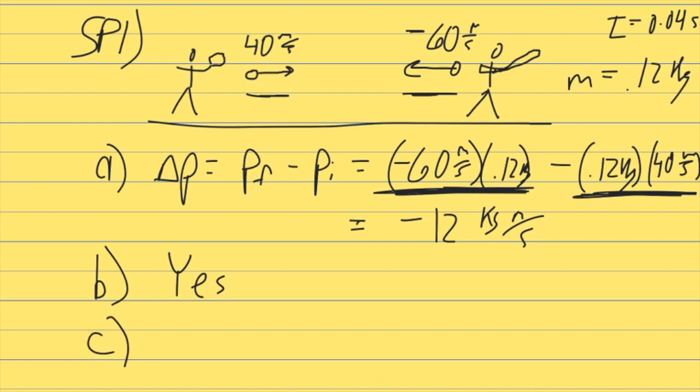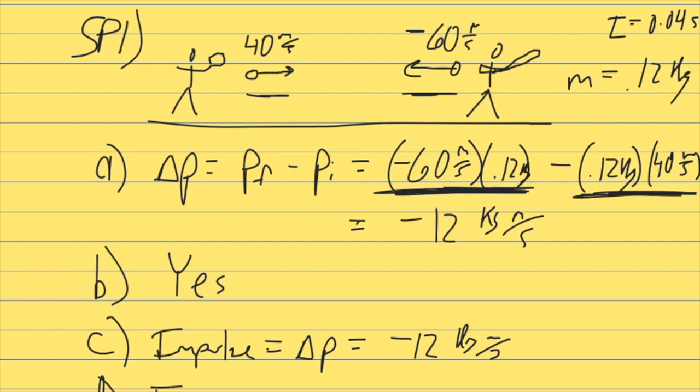Part C, what is the magnitude of the impulse required? Remember that impulse equals change in momentum. And we just figured that out, so impulse is negative 12 kilogram meters per second. And lastly, what is the force required? And we recall from previous problems that force is delta P divided by T. We know delta P is negative 12 kilogram meters per second, and T was given in the problem as 0.04 seconds, giving us a force required of 300 newtons in the negative direction.